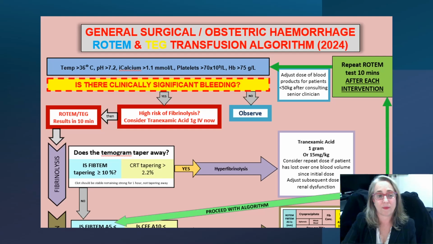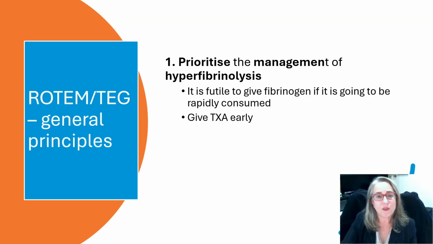Then looking at the temogram. Is it at any time, now or later, tapering away? In which case, if you haven't already given it or if you've lost a blood volume, tranexamic acid. That's one thing that's changed a lot in the last 10 years or so, is the more proactive use of tranexamic acid. So we prioritise the management of hyperfibrinolysis. It is absolutely futile to give fibrinogen if it's going to be rapidly consumed, and I think we all know that.